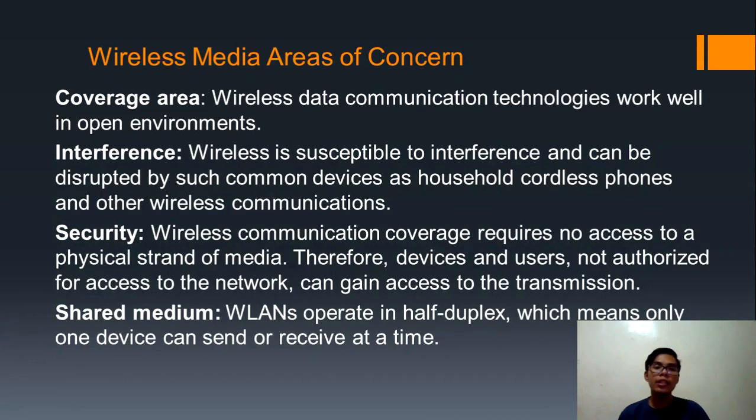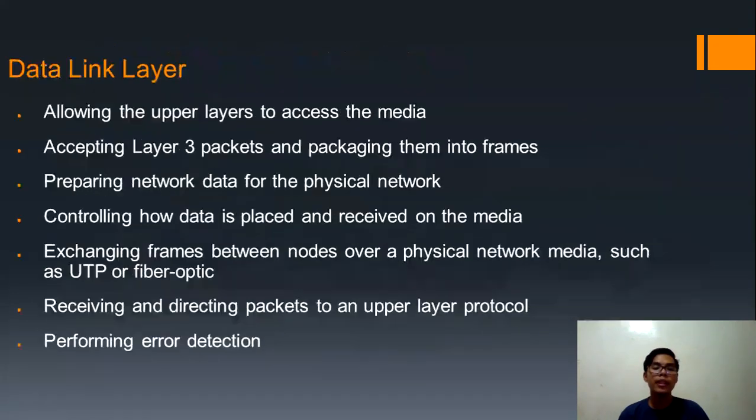Coverage area. Wireless data communication technologies work well in open environments. Interference. Wireless is susceptible to interference and can be disrupted by such common devices as household cordless phones and other wireless communication. Security. Wireless communication coverage requires no access to a physical strand of media. Shared medium. WLANs operate in half duplex, which means only one device can send or receive at a time.